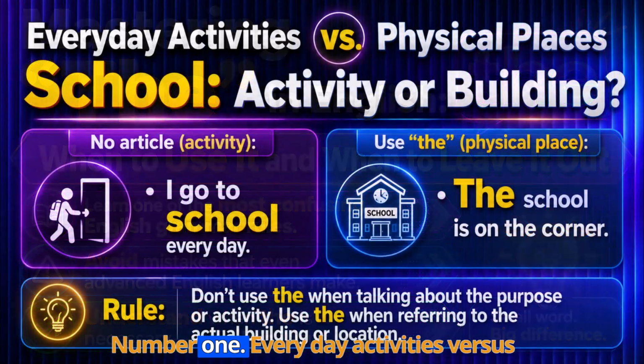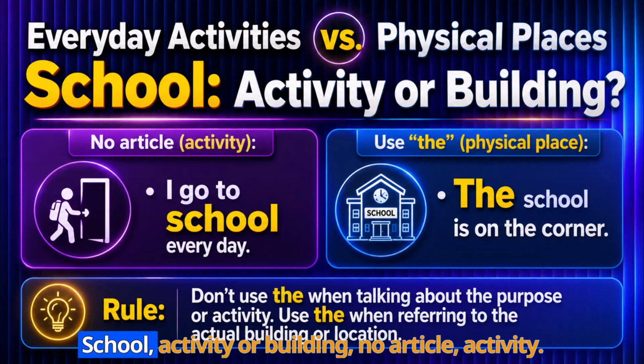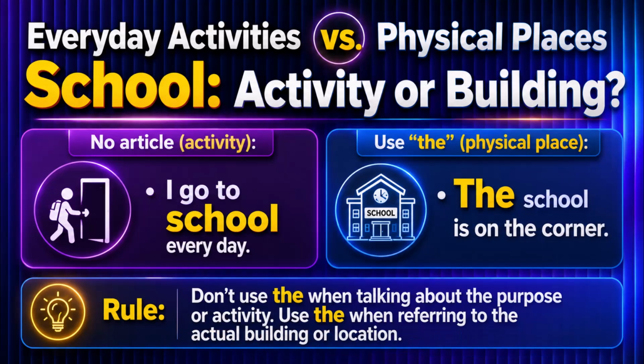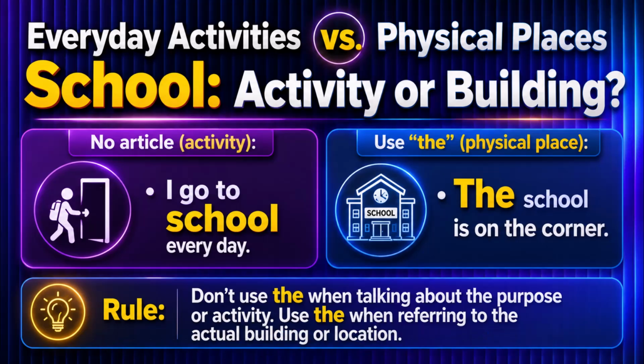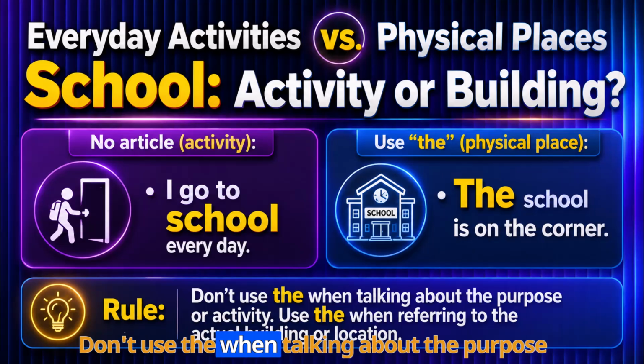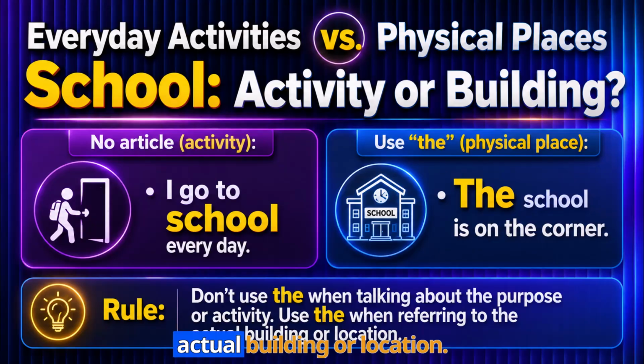Number 1. Everyday activities versus physical places. School, activity or building. No article for the activity: I go to school every day. Use "the" for the physical place: The school is on the corner. Rule: Don't use "the" when talking about the purpose or activity. Use "the" when referring to the actual building or location.